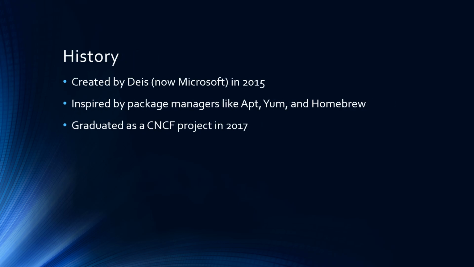The history of Helm is a fascinating journey that parallels the evolution of Kubernetes itself. Created by Deis in 2015, Helm emerged as a response to the growing complexity of managing applications on Kubernetes. The inspiration for Helm came from traditional package managers like apt, yum, and homebrew. The developers recognized that Kubernetes needed a similar tool to simplify application deployment and management. Just as these package managers made it easier to install and update software on operating systems, Helm would do the same for Kubernetes applications.